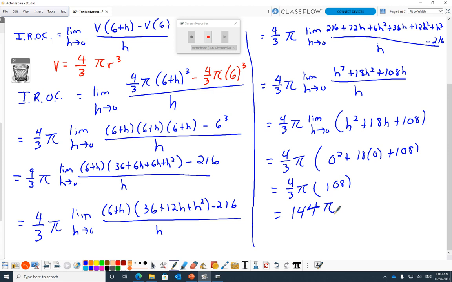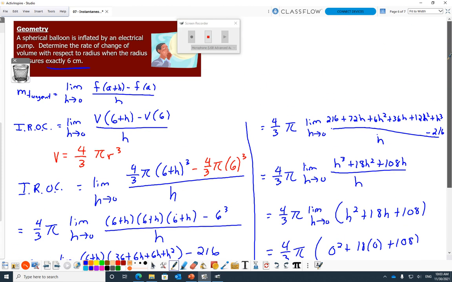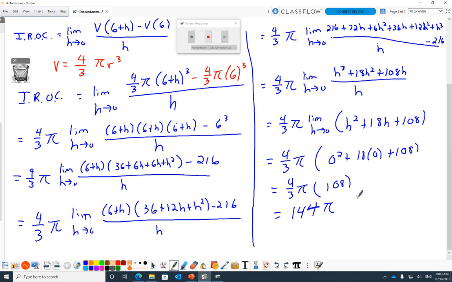And did they give me some units to use here? Centimeters. 144 pi centimeters cubed per centimeter. And that's the instantaneous rate of change. It's a weird unit, centimeters cubed per centimeter, but if you think about it, it's not so bad. Every time the radius changes by 1 centimeter, you get another 144 pi centimeters cubed. So it's how many centimeters cubed am I getting per centimeter of radius. So units like that are weird looking when you first see them, but if you really think about it, maybe they're not so bad.